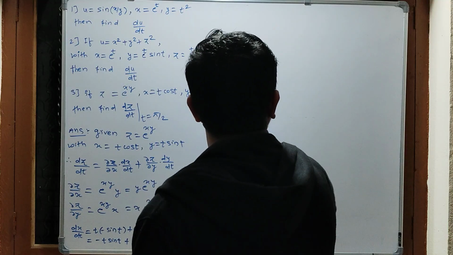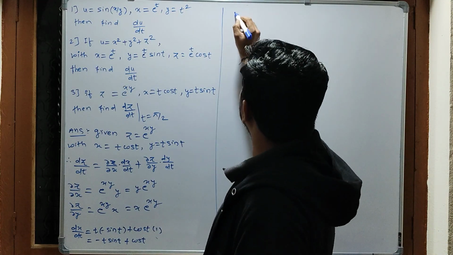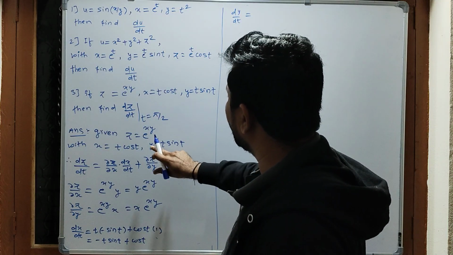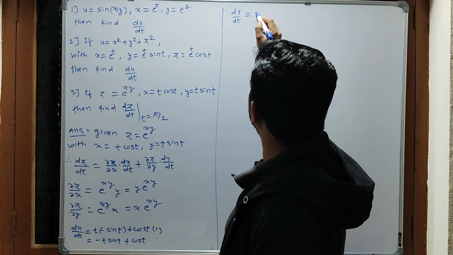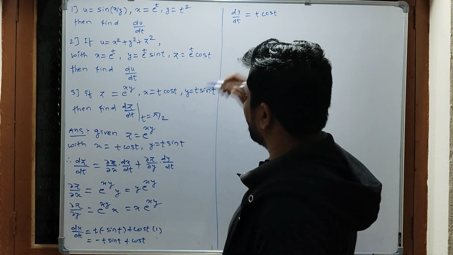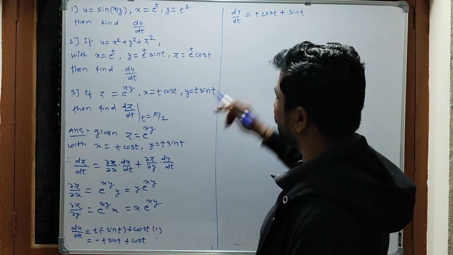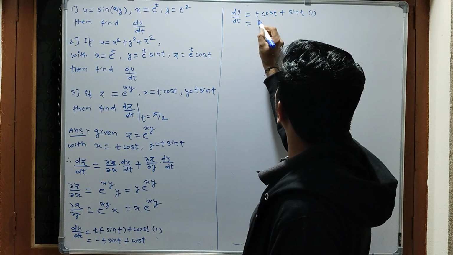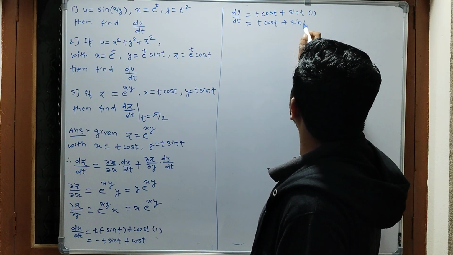Now I want to find dy/dt. Here again I will use the product of two functions, first and second. So first as it is, derivative of sin t is cos t, plus sin t as it is, derivative of second, that is t, is 1. So which is equal to t cos t plus sin t.